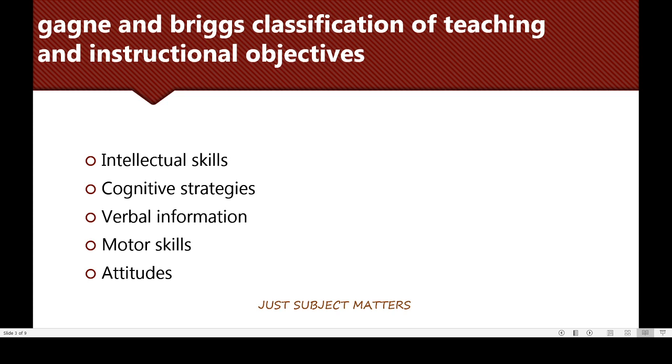And the verbal information is where it refers to organized bodies of knowledge that an individual acquires. And the motor skills is where they are basically about motions carried out when a brain, nervous system, or muscles work together. So obviously for any teaching and instructional objectives, all of these work together. The attitude is where they refer to an internal state of an individual. So these are the two concepts, two classifications that are given by Bloom and Gagné and Briggs.